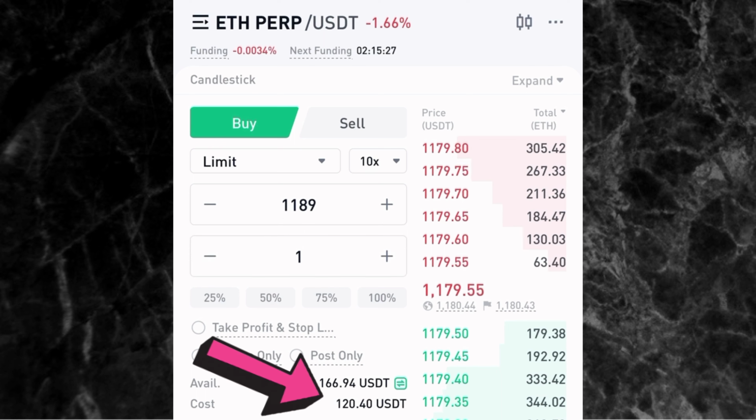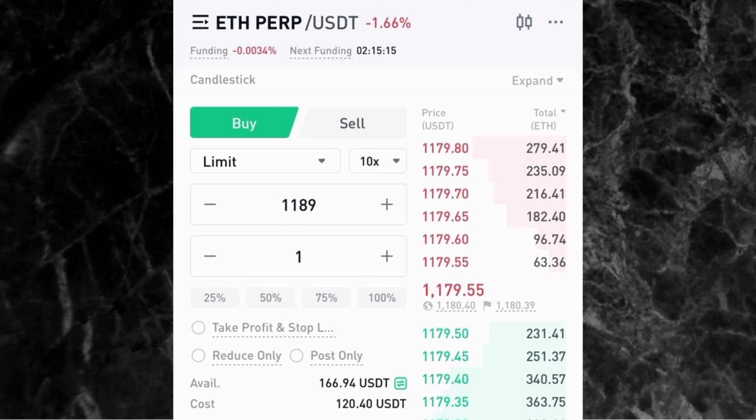So right there, you see the cost. So the cost is just 120 USDT. So you are spending just 120 USDT to trade one ETH. Don't forget, that's because you are using 10x leverage. So now I said the leverage allows you to use more money to trade. That's another importance of using leverage. So because you are using 10x leverage, you can trade one ETH with just 120 USDT.